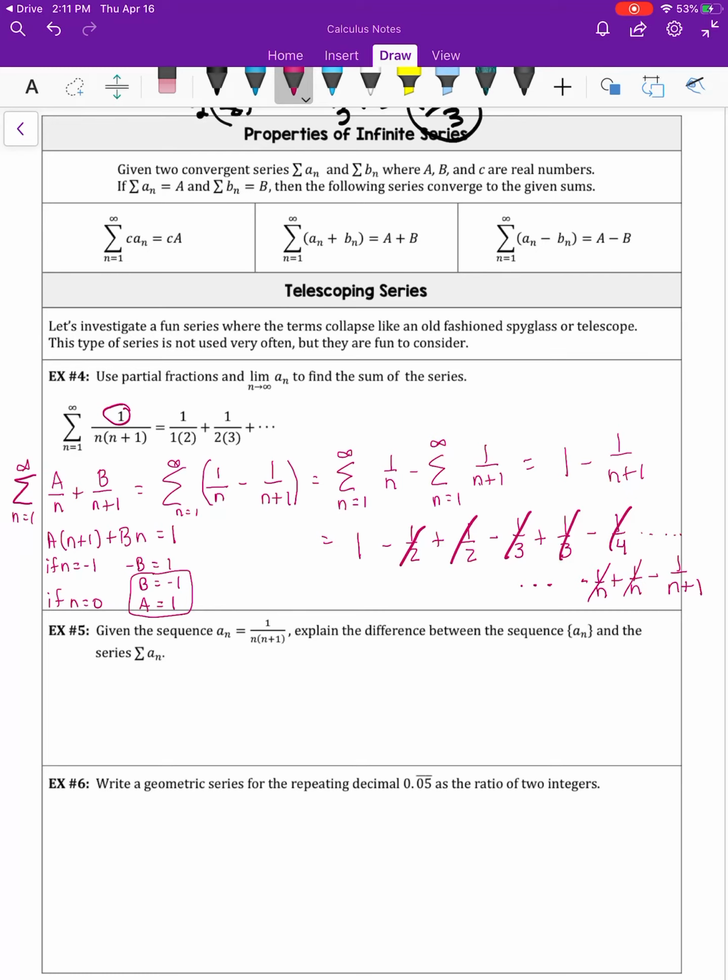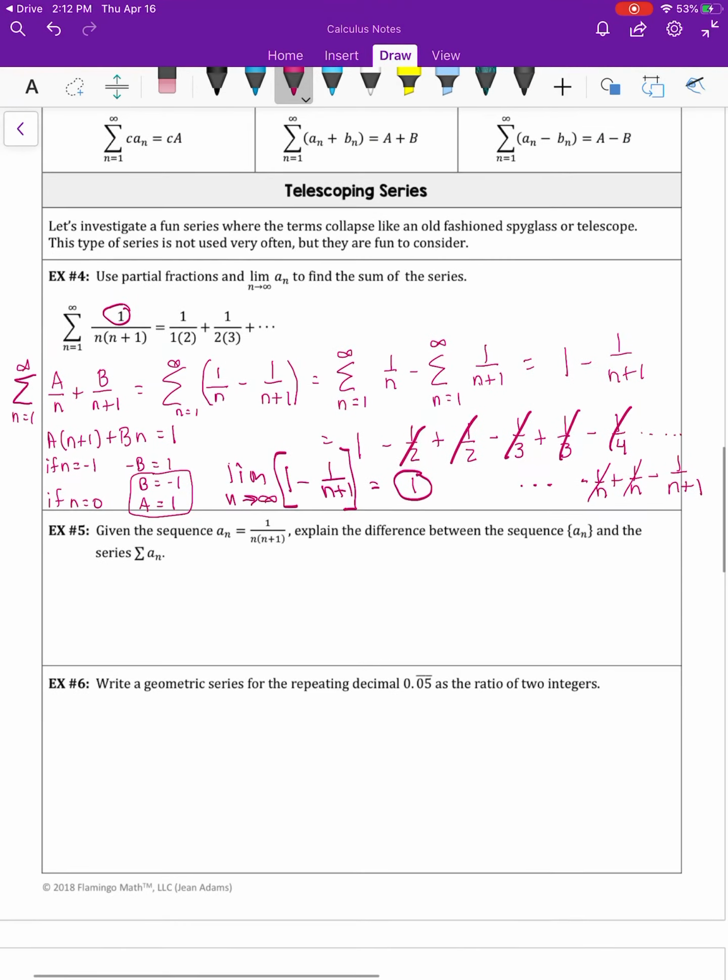Okay, so what they showed you here, 1 over 1 times 2 plus 1 over 2 times 3, you would not be able to see the collapsing until you looked at it in the way we just looked at it. So if I was going to look at the limit as n goes to infinity of 1 minus 1 over n plus 1, I could see that this is going to have a limit because, of course, that second term is going to go to 0. So this limit is going to be 1.